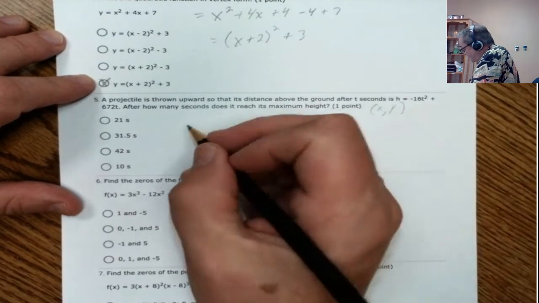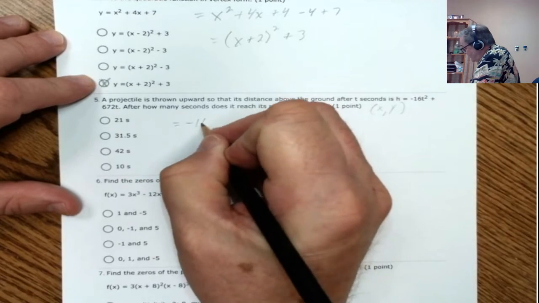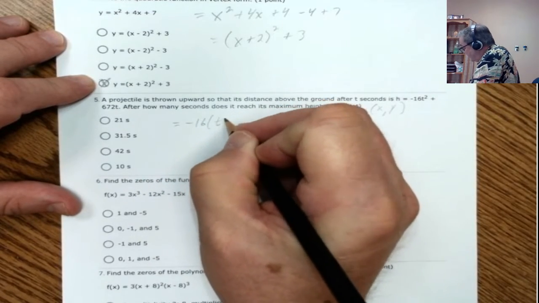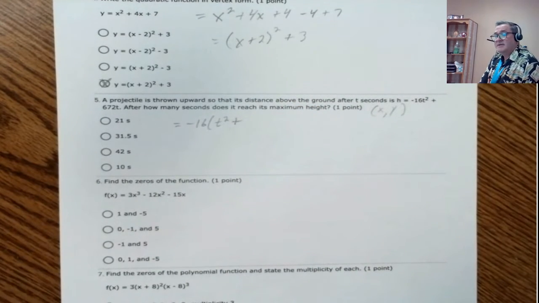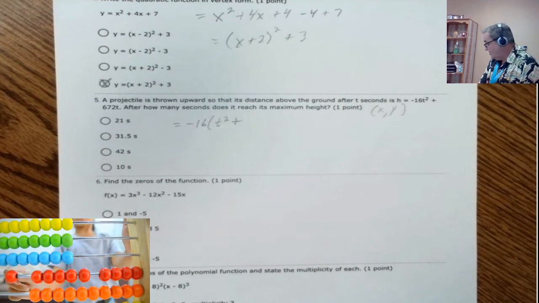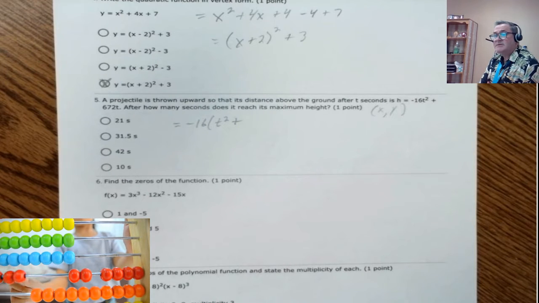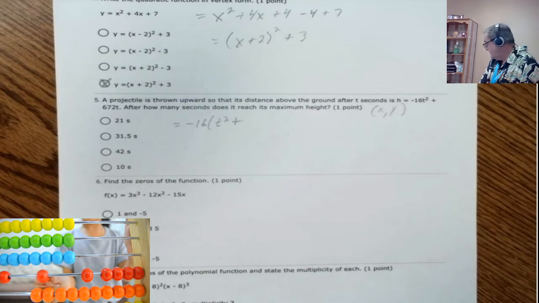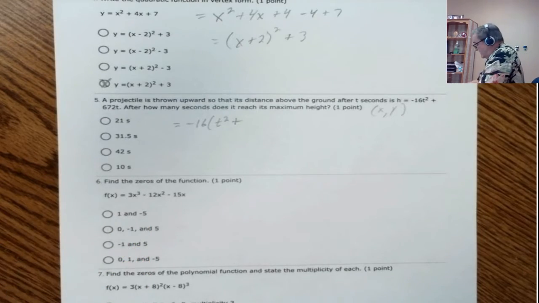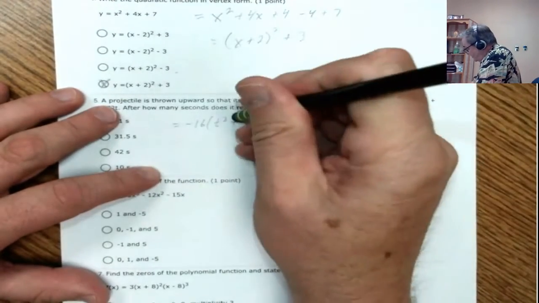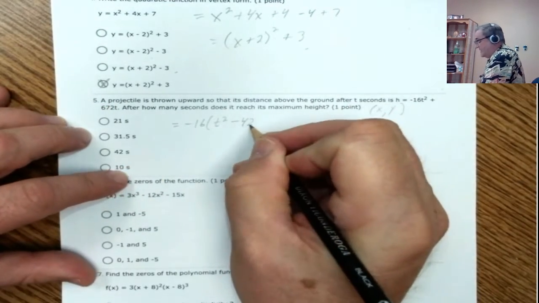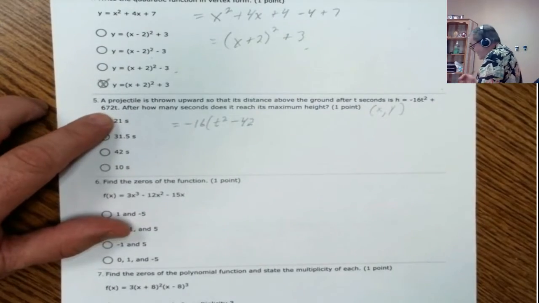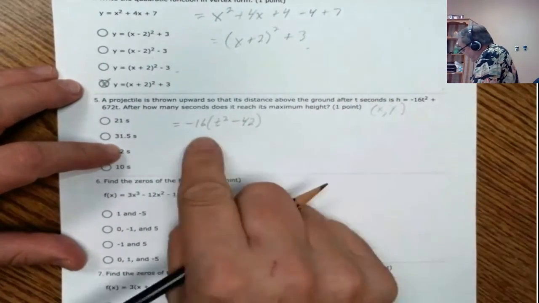So let's take this and factor out the negative 16, which will leave us t squared plus... let's see, my trusty calculator here, 672 divided by negative 16, and that's minus 42. So I need to subtract that. Minus 42. So 42 times negative 16 gives us 672. Okay, so that is after factoring out.